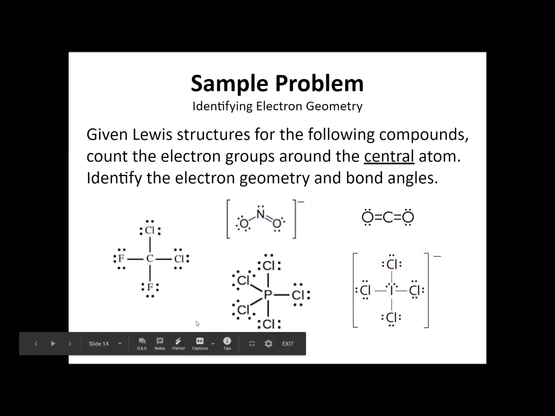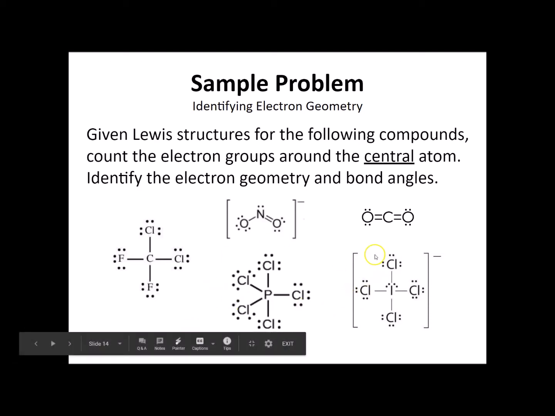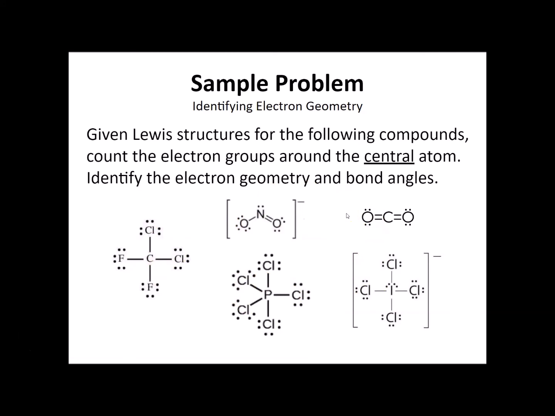Given Lewis structures for these compounds, count the electron groups around the central atom. Only the central atom. I don't care about the satellite atoms, just the central one. And based on that, identify the electron geometry and the bond angles. I'm providing the Lewis structures for you, okay? You don't need to worry about writing new Lewis structures at this moment. But we're going to take a look at each of these in turn.